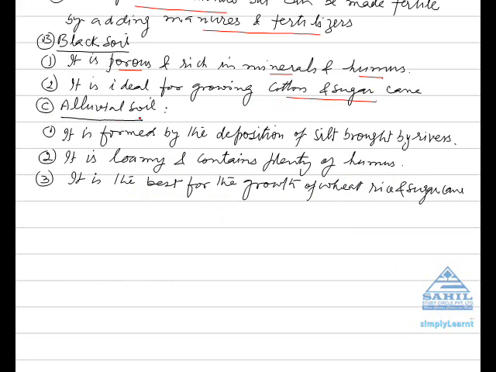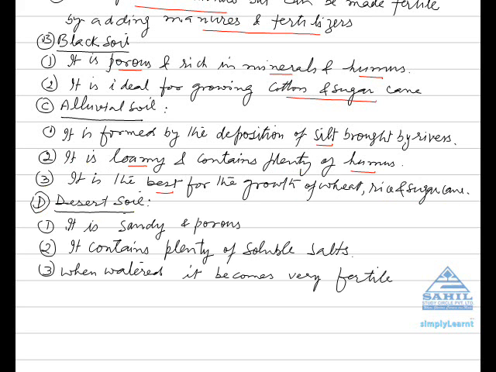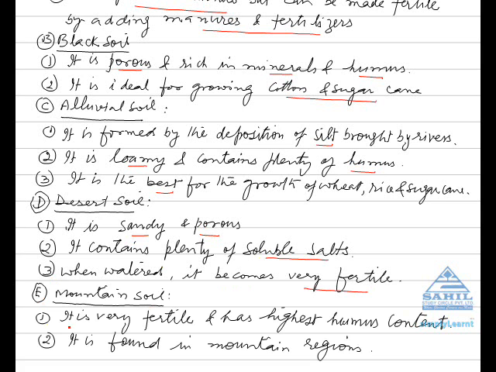C. Alluvial soil. Number 1, it is formed by the deposition of silt brought by rivers. Number 2, it is loamy and contains plenty of humus. Number 3, it is best for the growth of wheat, rice and sugarcane. D. Desert soil. Number 1, it is sandy and porous. Number 2, it contains plenty of soluble salts. Number 3, when watered it becomes very fertile. E. Mountain soil. It is very fertile and has the highest humus content. It is found in mountain regions.